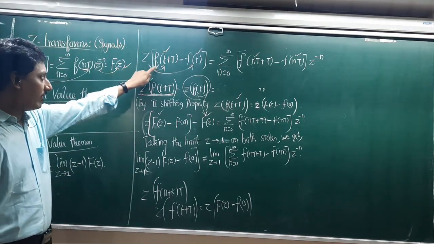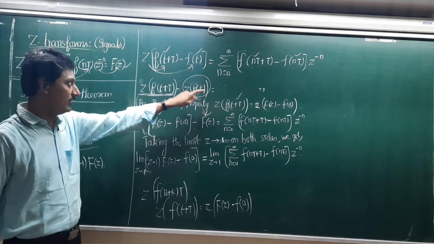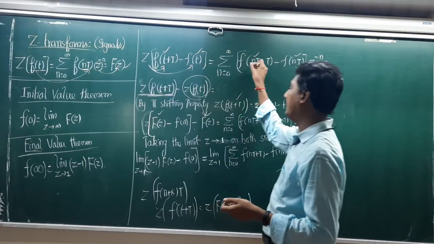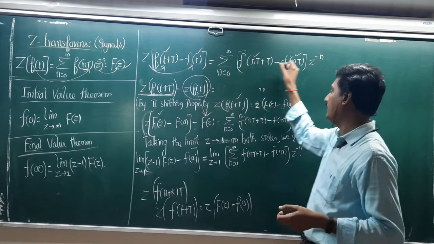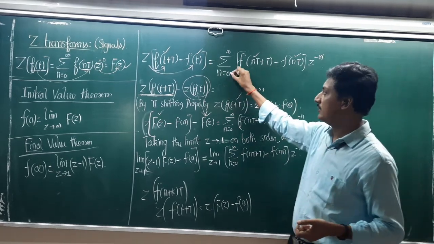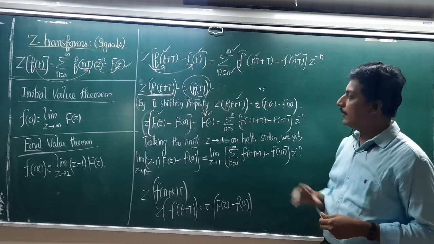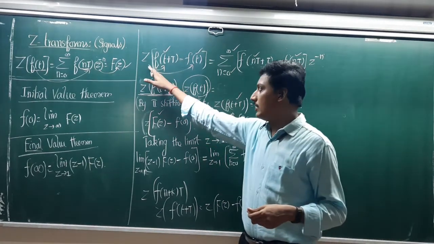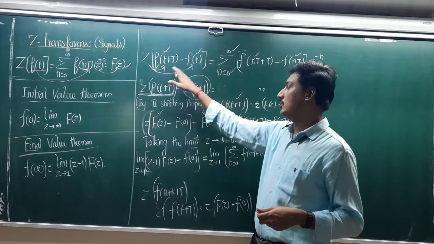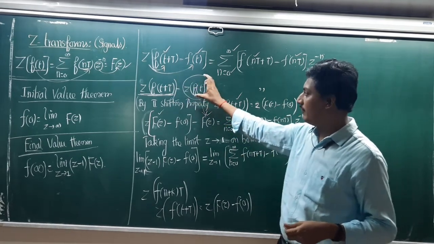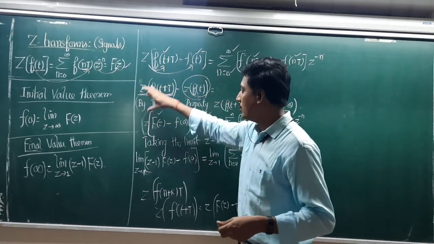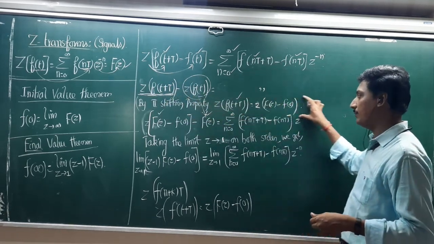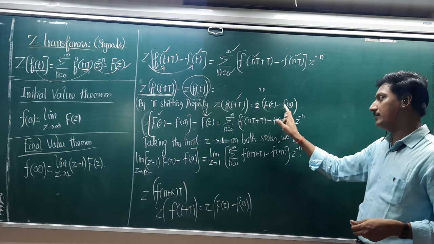So the Z transform of f of t plus capital T minus f of t is equal to, by the definition, replacing small t by n T, sigma z power minus n from 0 to infinity. Now by using the linear property, this can be written as the Z transform of f of t plus T minus the Z transform of f of t. What is the Z transform of f of t? F of z. What is the Z transform of f of t plus T? By the second shifting property, it is z into F of z minus f of 0.